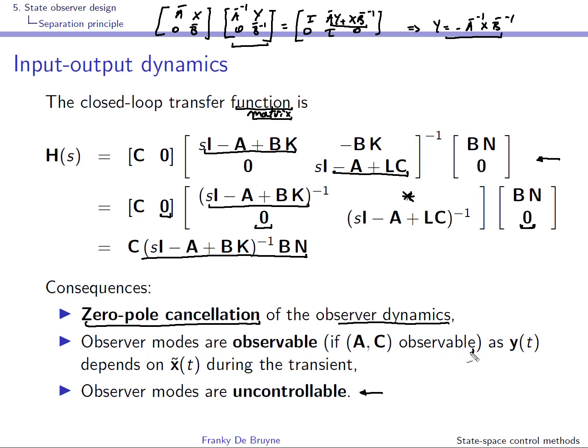Well, the observer modes are observable, at least if the pair (A, C) is observable, so that the observability matrix has full column rank. This can be seen by the fact that we have a zero over here, so the observer modes are not observed directly, but because of the presence of a matrix that will be non-zero, they will be observed indirectly through the observation of X. So the observer modes are observable as Y, the measured output, depends on X tilde, and this will be the case, of course, during the transient.